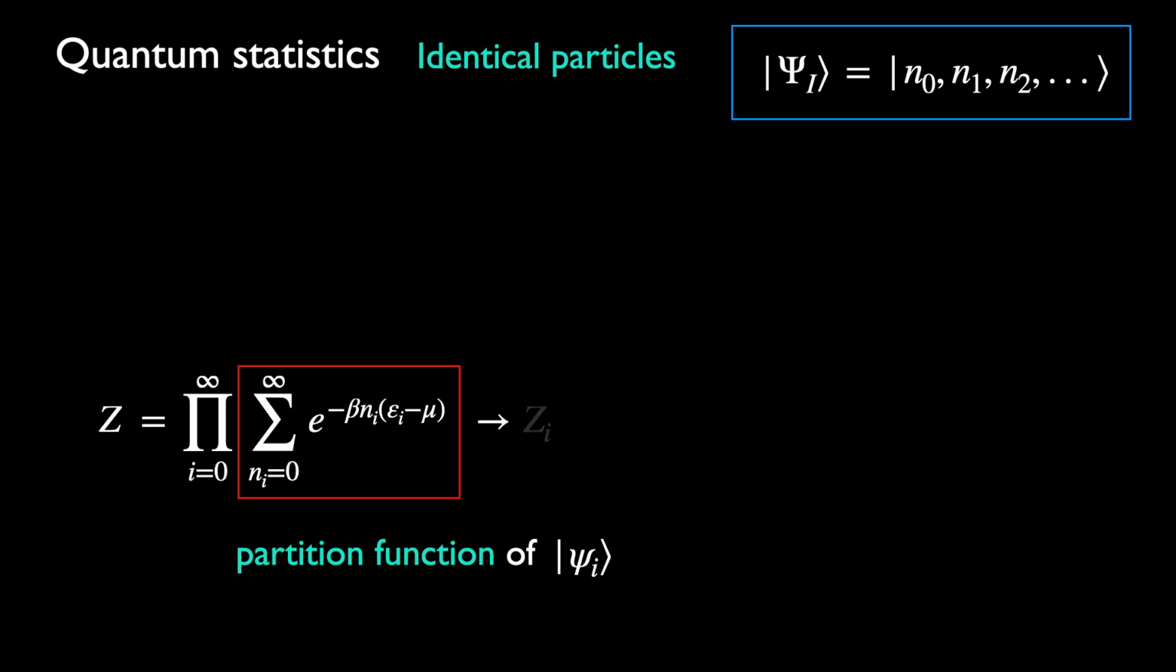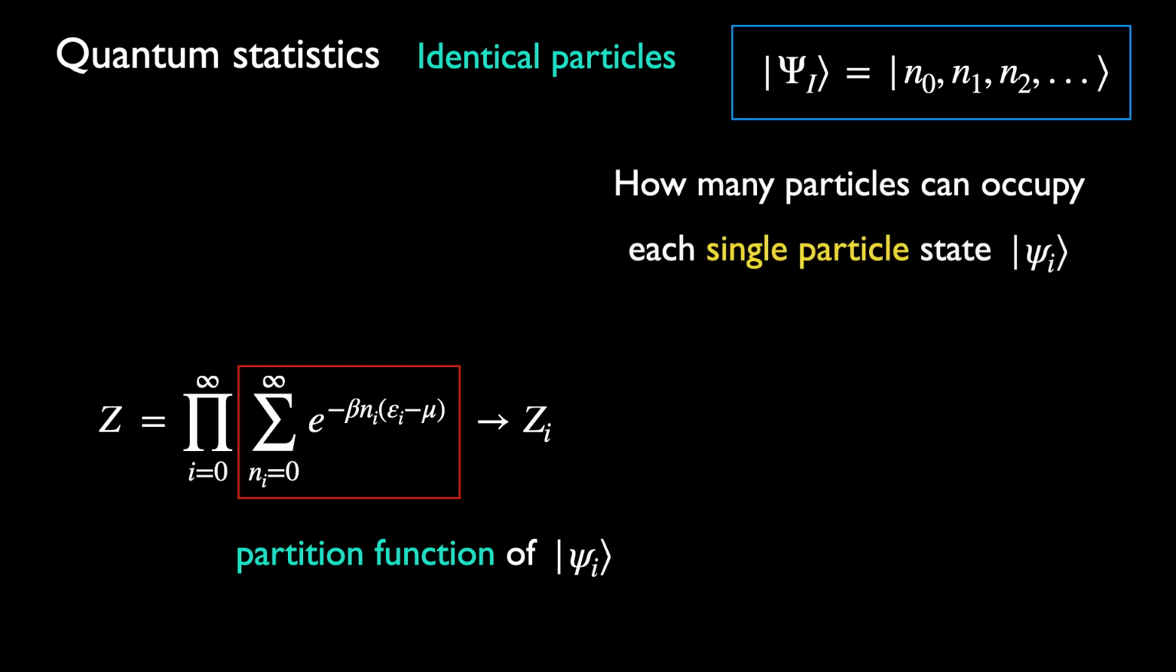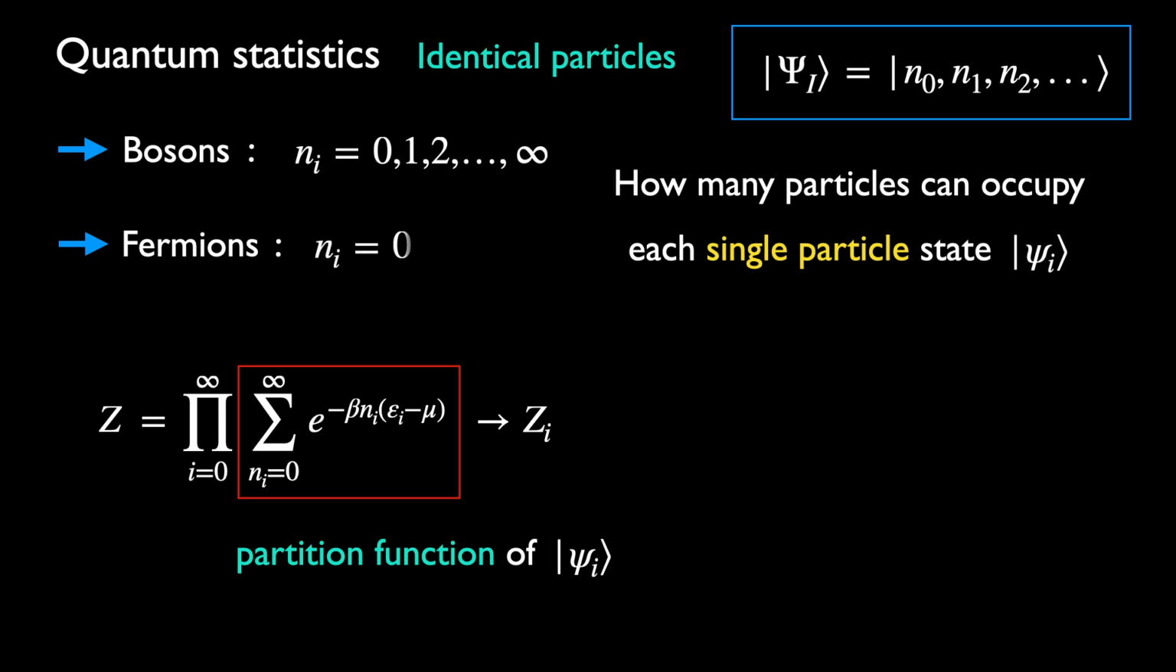Let's denote this as Zi. This partition function will capture all the details of the quantum statistics of identical particles. We shall see that there are two general categories of particles known as bosons and fermions. Their difference lies in the number of particles that can occupy the same single particle state. For the bosons, many particles can occupy the same state. There are no restrictions. While for the fermions, there could be at most only one particle that can occupy any given state. This is also known as the Pauli exclusion principle.